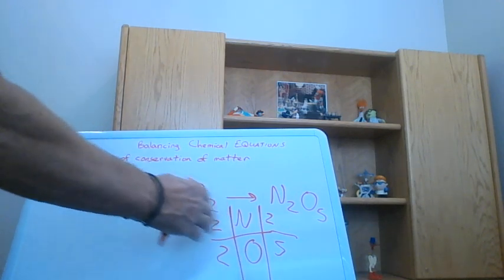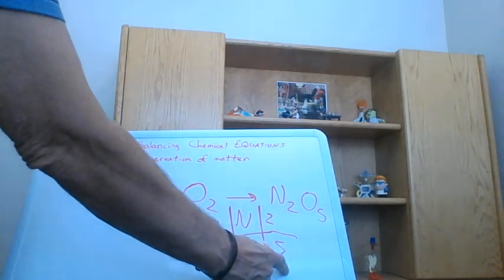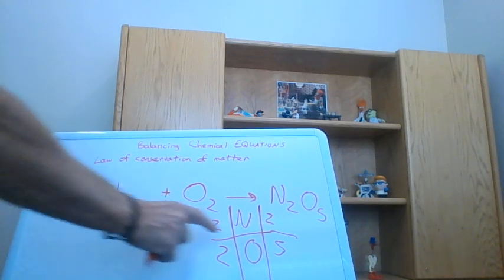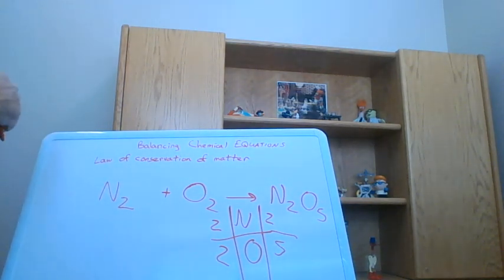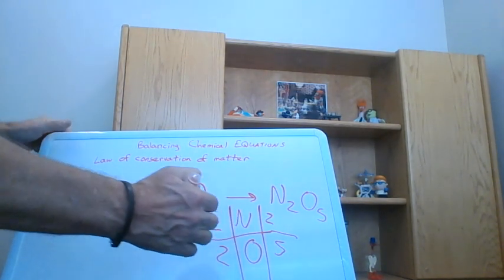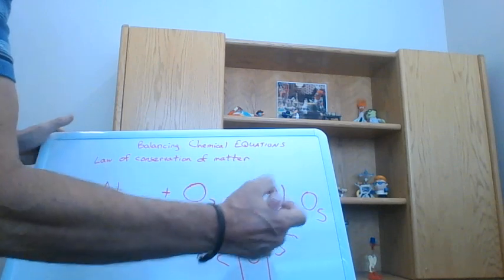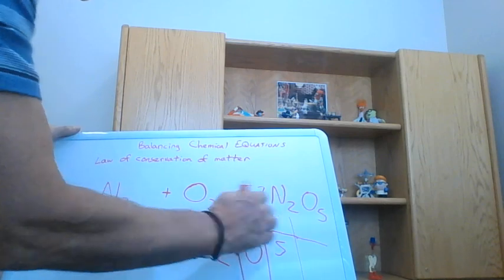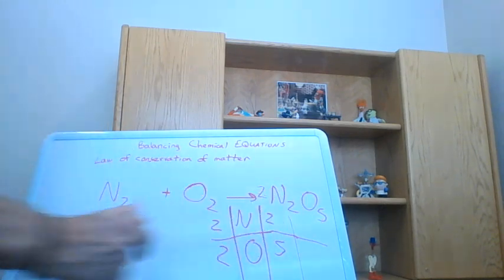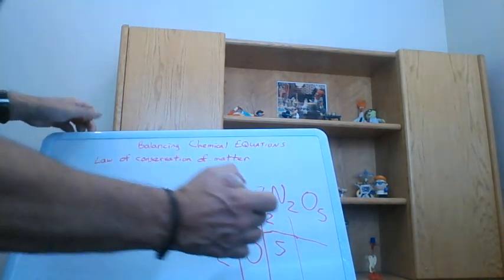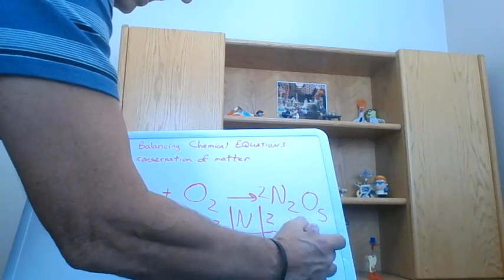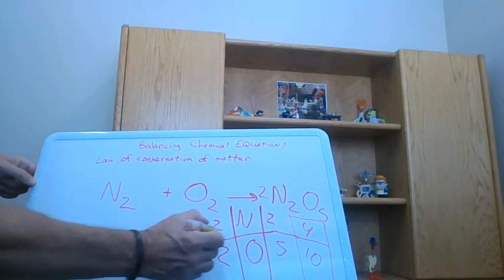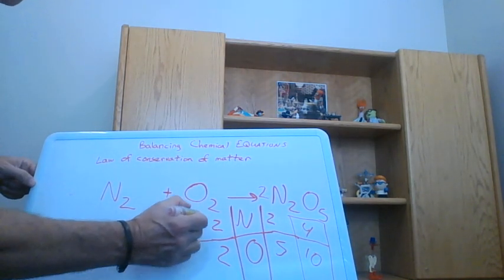Right, so I have an uneven number here. I have an odd here and an even here. These are both elements by themselves, so I'm going to save those to the end and start with the most complex molecule first. So I have 5 here. I need to make that an even number, so I would start by putting a 2 here, right? So by putting a 2 there, I'm multiplying. I say I have 2 dinitrogen pentoxide molecules, so I have 4 nitrogen now and 10 oxygen. I'm pretty sure we're going to balance at that point, so I will prematurely circle that.